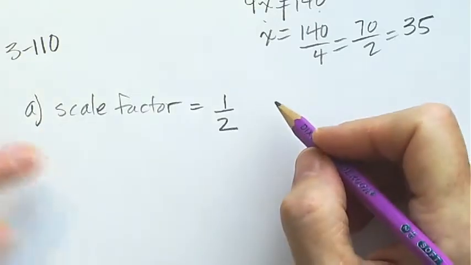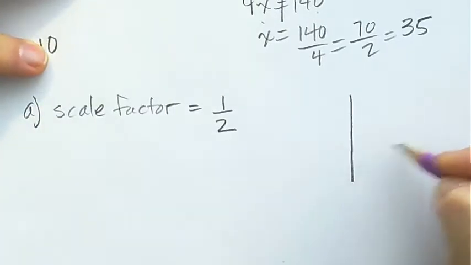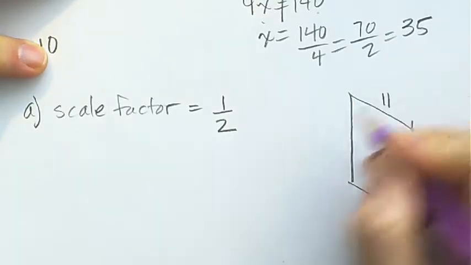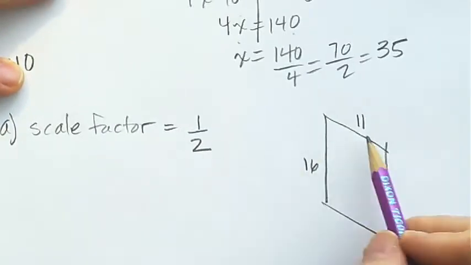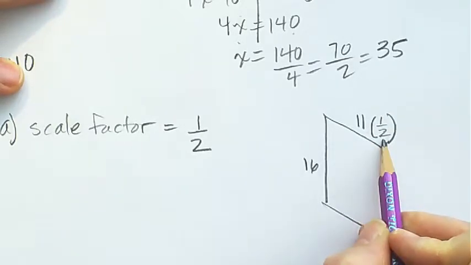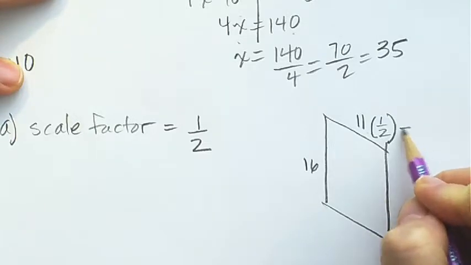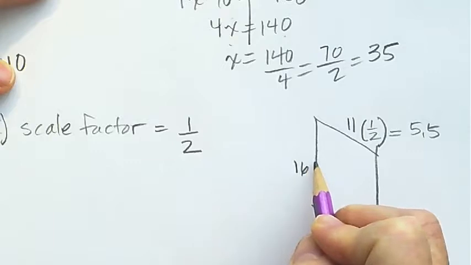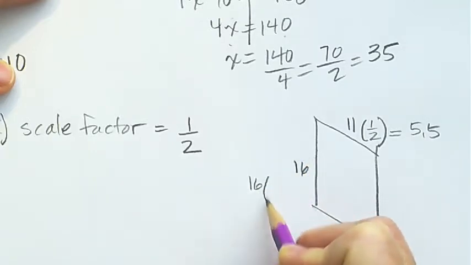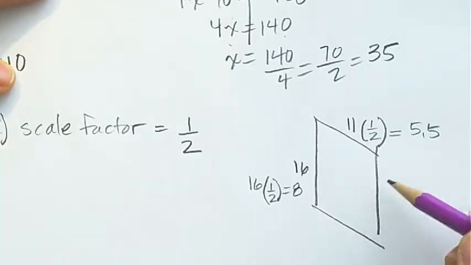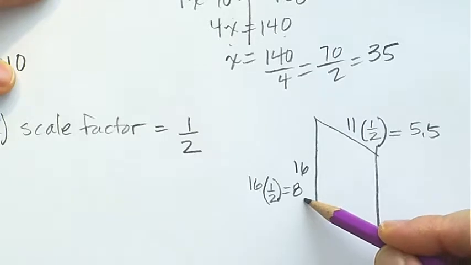So if we multiply, the picture looked like this. Let's just go ahead and draw this really quickly. So then she would do 11 times 1/2, which is the same as doing 11 divided by 2. So the new length here would be 5.5, and then 16 times 1/2 would be the same as 16 divided by 2, 8. So the dimensions of the new parallelogram would be 5.5 and 8.